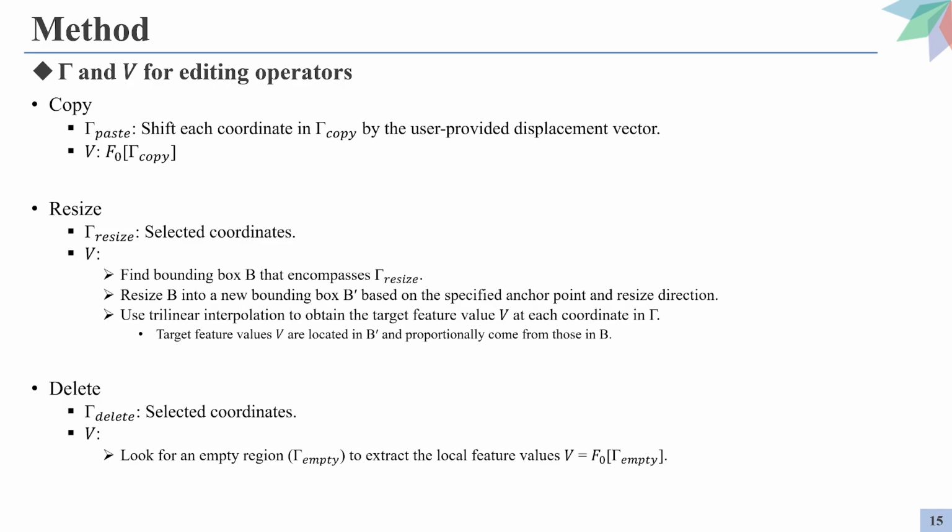The gamma for the resize operator is the same as the selected coordinates, as we only need to resize them, and the target feature V is generated by 3 steps. First, we find the bounding box B that encompasses the selected coordinates. Then B is resized into a new bounding box B' based on the specified anchor point and the resized direction. Since the target feature values V are located in B' and they come proportionally from those of the original B, we apply trilinear interpolation onto them to obtain the target feature value V.